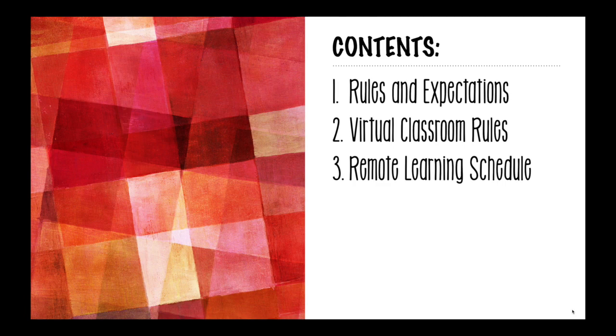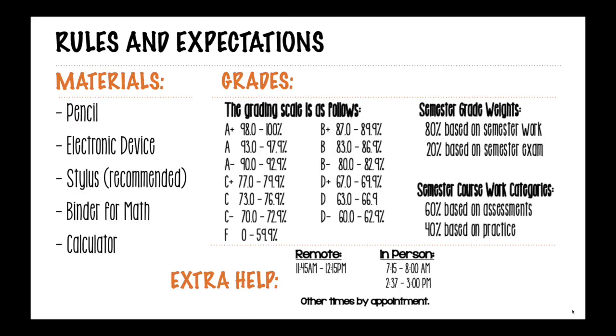We will also focus on prepping for college entrance exams such as the SAT. Throughout this video, I will talk about rules and expectations for the course, also virtual classroom rules, and the remote learning schedule. The materials that are required for this class include a pencil or other writing utensil, an electronic device, a stylus is highly recommended for use in OneNote, a binder for just math, and a calculator. We will follow the grading scale in your Lincoln Way handbook.